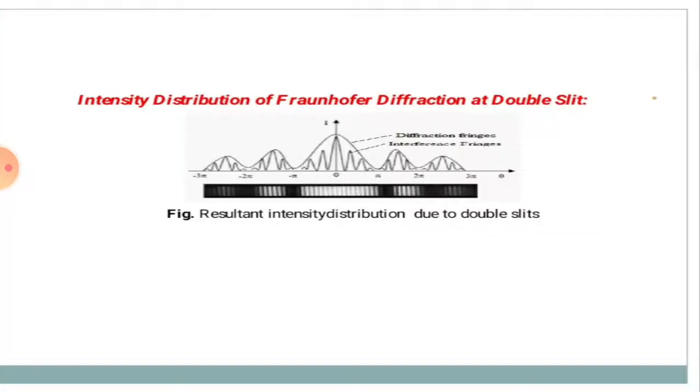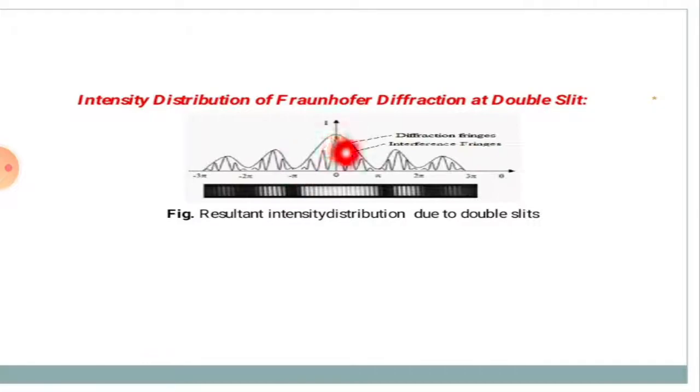Now we will see the intensity distribution of Fraunhofer diffraction at a double slit. These are the intensity distribution curves for diffraction at a double slit. In a double slit experiment, on the screen we will observe the combined effect of interference and diffraction. Here, the inner curve is the interference curve and the outer curve represents the diffraction curve. So this is the combination of interference and diffraction.